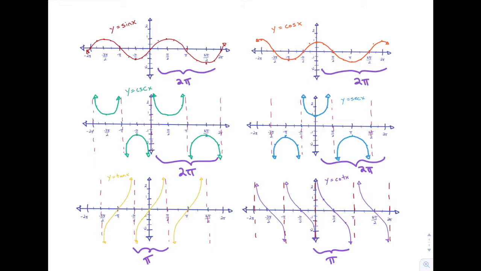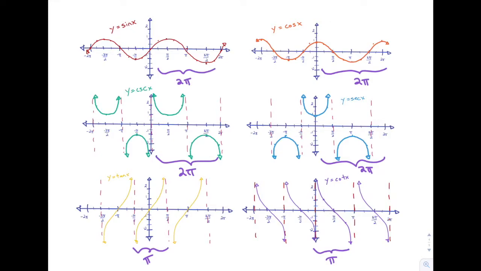Now thinking in terms of our amplitude, period, and horizontal and vertical transformations, one thing to notice is that if we shifted sine of x by 2 pi units in either direction, we would get sine of x back out because we would just land on top of itself. Same thing with cosine, cosecant, and secant. If we shift any one of those graphs 2 pi units, we'll just get the function back out.